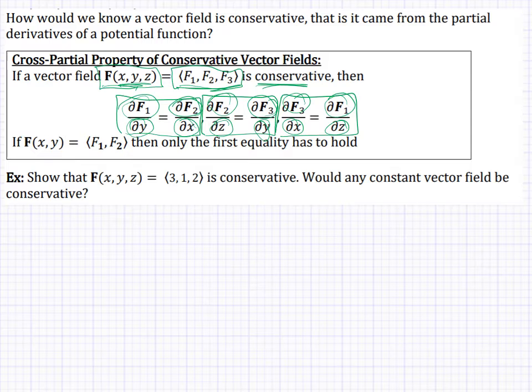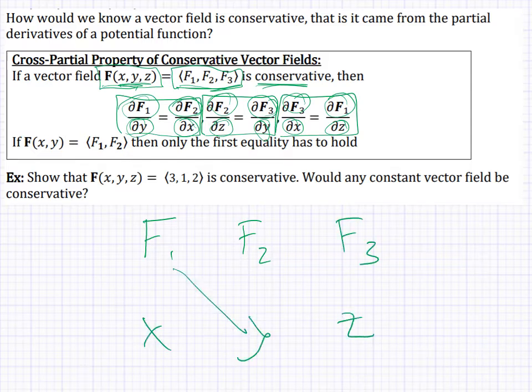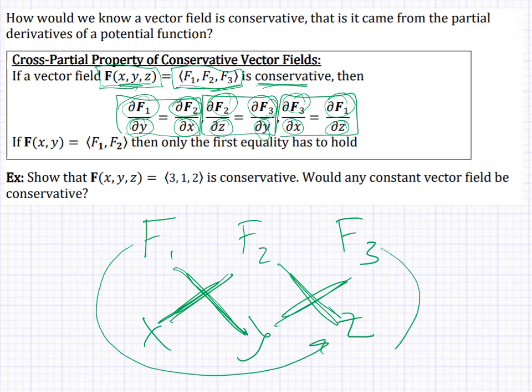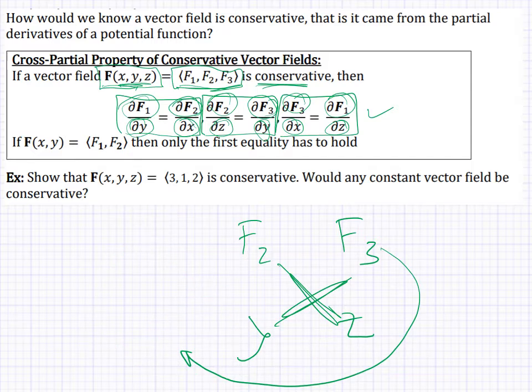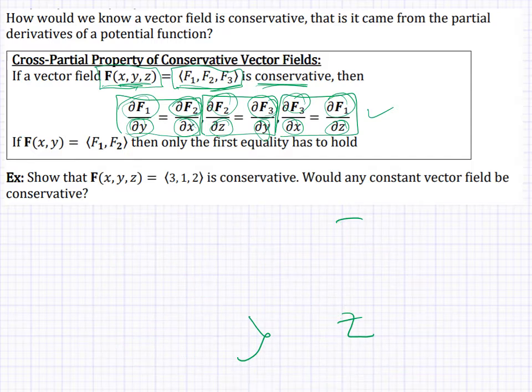Easy way to remember this is I do this, f1, f2, f3, x, y, z. So that's the first cross partial. F1 with respect to y has to equal F2 with respect to x. Here's the second cross partial. F2 with respect to z equals F3 with respect to y. And then the third one is F1 with respect to z equals F3 with respect to x. And if all three of these hold, then what we have is a conservative vector field. We have a vector field that came from a potential function.